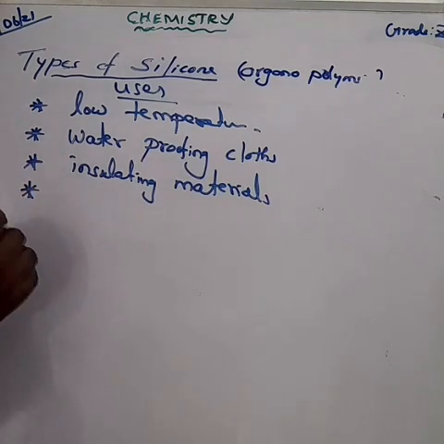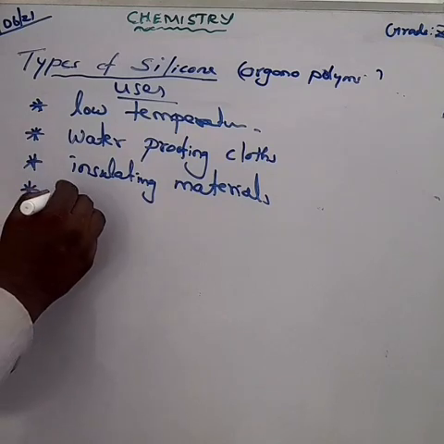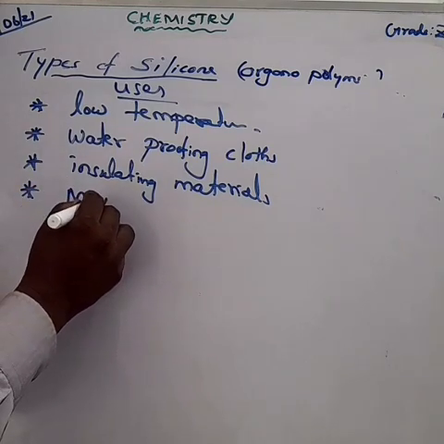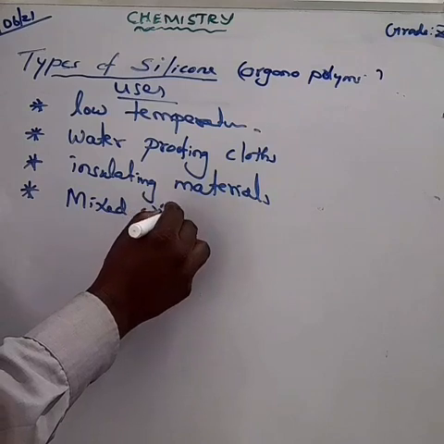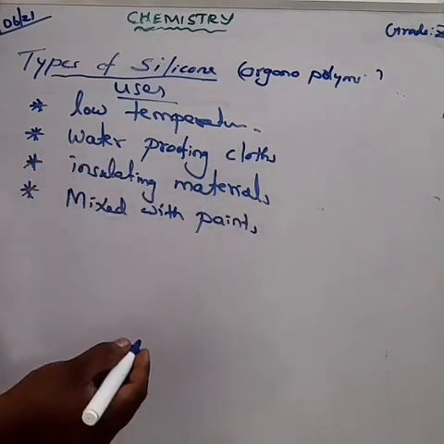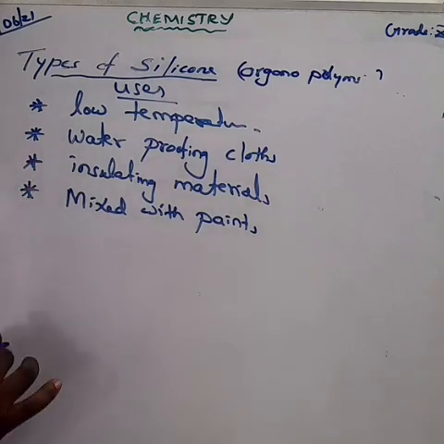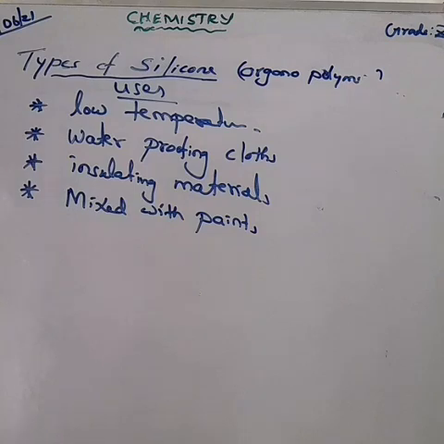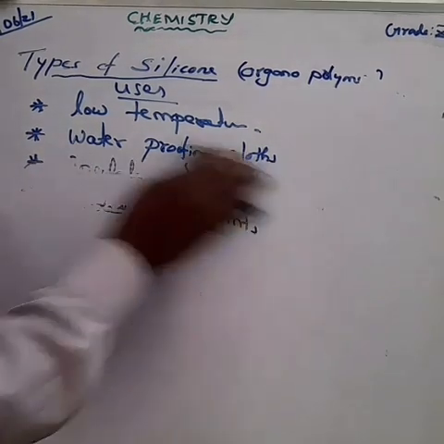The fourth one is a very, very important point. Silicones are mixed with paints and enamels to make them resistant to high temperature, sunlight, dampness, and chemicals. These are some uses. At least try to learn 3 points. Okay. Next, we will discuss silicates.